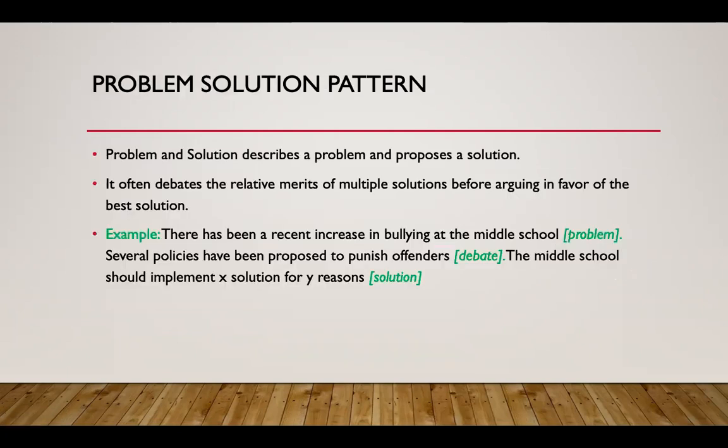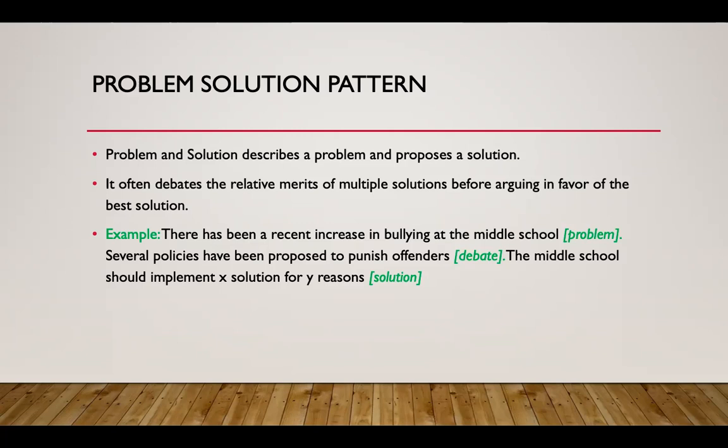The next is the problem solution pattern. Problem and solution describes a problem and proposes a solution. It often debates the relative merits of multiple solutions before arguing in favor of the best solution. So here is an example. There has been a recent increase in bullying at the middle school. That's a problem. Then several policies have been proposed to punish offenders. That is, you are going to discuss and debate the whole problem. The middle school should implement X solution for Y reasons. This is giving the solution.